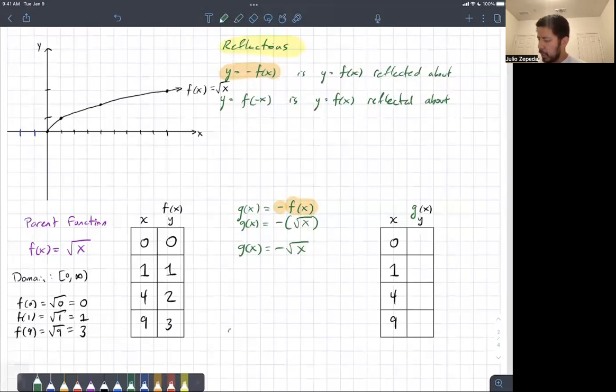Let's start with g of 9. What is the opposite of the square root of 9? Well, this is the opposite of 3, or negative 3. What is g of 1? This is negative square root of 1, negative 1.